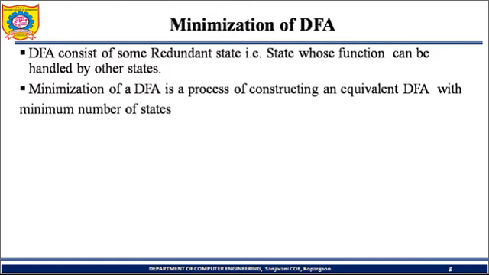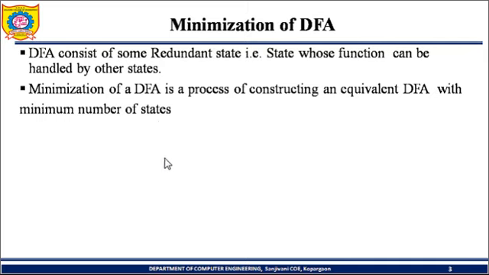So now what do we mean by minimization of DFA? Minimization of DFA is a process of constructing an equivalent DFA with the minimum number of states. It means we have to reduce those states whose function is the same into a single state. Suppose 4 states perform the same operation. Instead of keeping those 4 states separately, we combine them into a single state. So in simple words, minimization of DFA is a process which constructs an equivalent DFA with the minimum number of states.